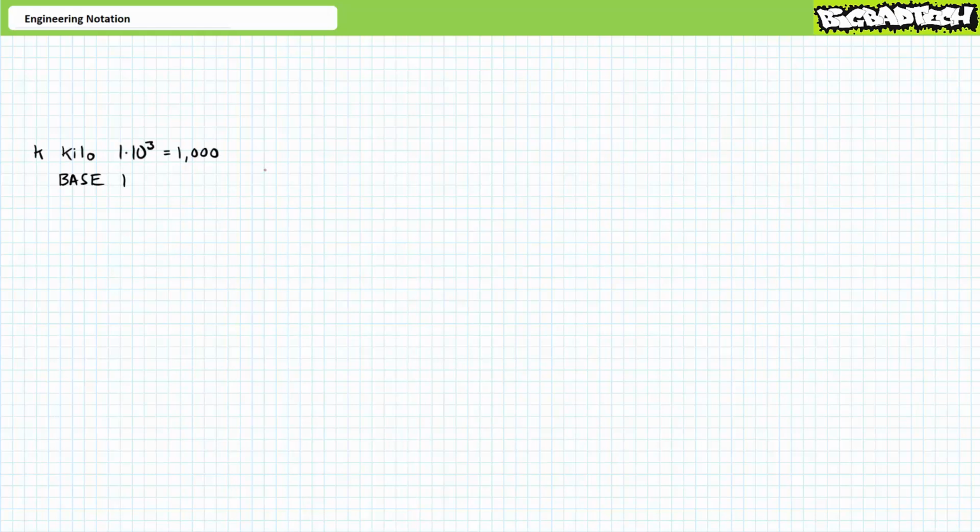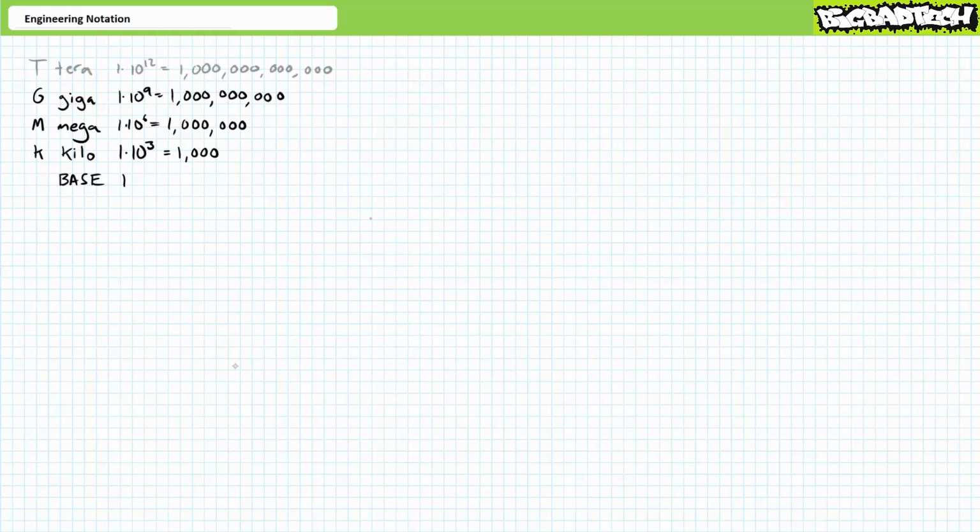Numbers multiplied by 1,000, or 1 followed by 3 zeros, get a kilo prefix, which is written as a small k. Numbers multiplied by 1,000,000, or 1 followed by 6 zeros, get a mega prefix, which is written as a capital M. Continuing in this fashion, numbers multiplied by 1,000,000,000, or 1 followed by 9 zeros, get a giga prefix, which is written as a capital G. And lastly, numbers multiplied by 1,000,000,000,000, or 1 followed by 12 zeros, get a tera prefix, which is written as a capital T.